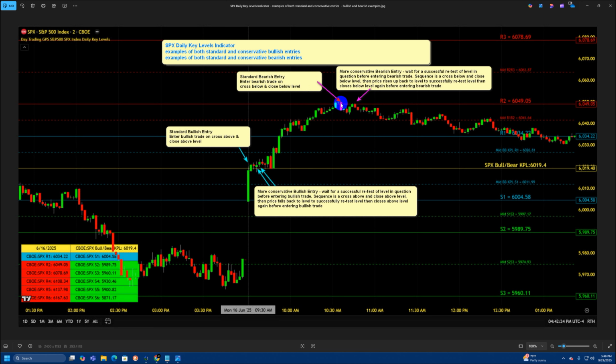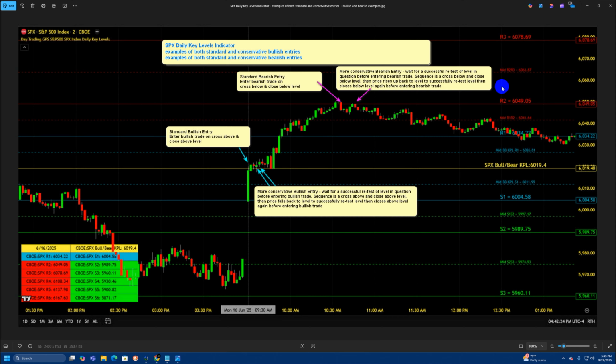Your standard stop loss on this bearish entry is the first midpoint level above the level you're taking the bearish entry from. Since the bearish entry is from the R2 level, your standard stop loss is the first midpoint level above, the mid R2, R3 level. And if you chose instead to use a tight stop loss level, then it would be the QL above R2, which in this case would be about right here.